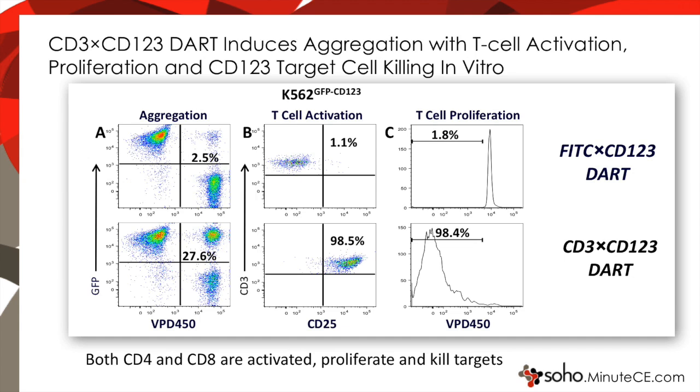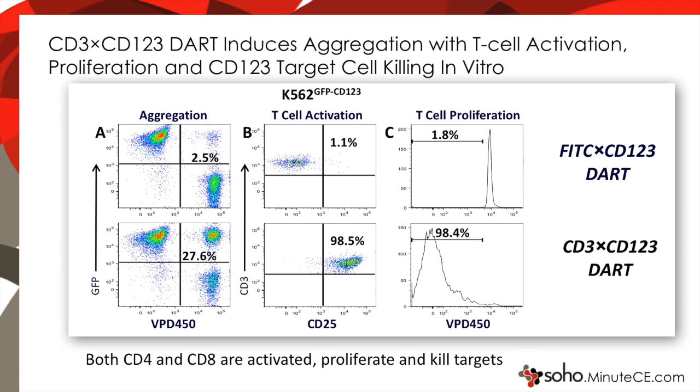This is an in vitro experiment showing that our dual affinity agent is doing what it's supposed to do. And in the left panels, you can see that it induces the aggregation in the upper right panel of T cells and target cells. And in the middle panels, you can see the real DART on the bottom. It induces the activation of CD25, meaning that T cells are activated. And on the right panels, you can see that these T cells are also replicating in the presence of the real DART. So it's doing exactly what it's supposed to be doing.